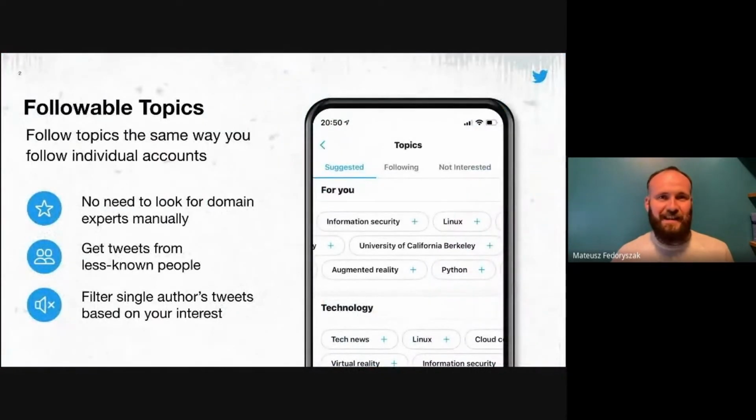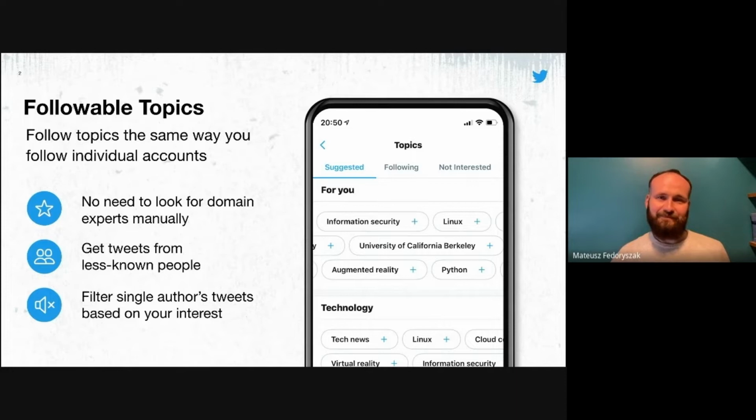So as I said, let us begin with the product that is motivation for our project. Recently Twitter introduced this thing called Followable Topics, which allows you to follow topics in the same way as you follow individual accounts. And great thing about that is you no longer need to worry about who to follow on Twitter if you want to get updates on certain topics, because you can follow a topic as a whole.